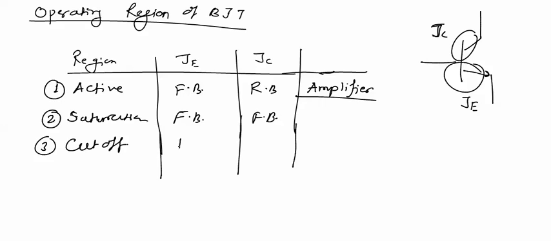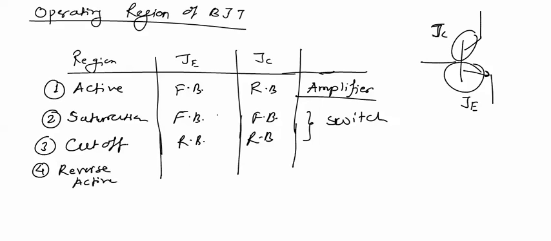When used in cutoff, both the junctions are reverse biased, and when operated in these two regions, it can be used as a switch. When in saturation, it is an on switch. When it is in cutoff, it is an off switch. And last, number 4 is the reverse active region.